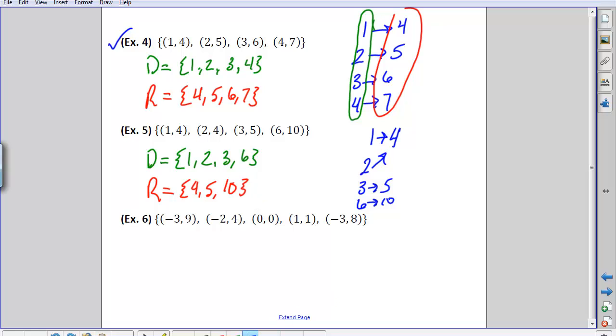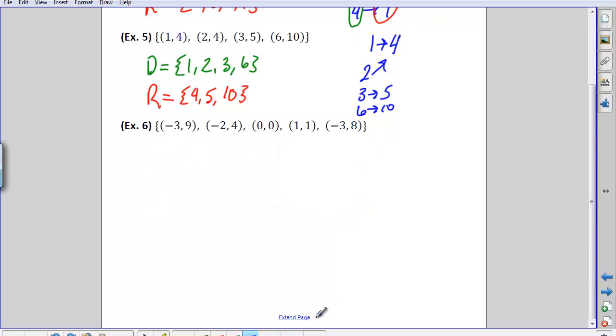And then the last one here, you can make a quick mapping, or you could also just notice, by now you may have picked up that you can just pay attention to the x values and see if any of them are repeated. Okay, so -3, -2, 0, 1. Hey, there's -3, which was the same as back there. Do they have the same output value? No, that's a -3 and a 9, and a -3 and an 8.